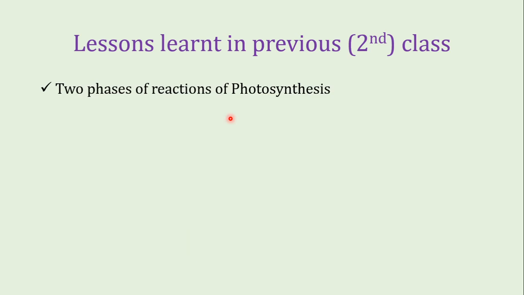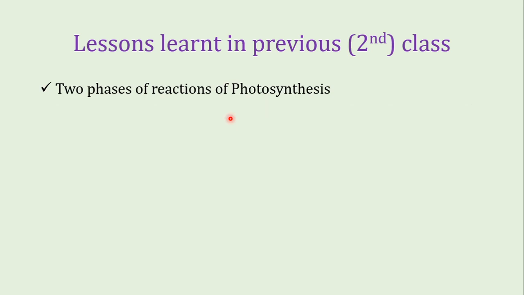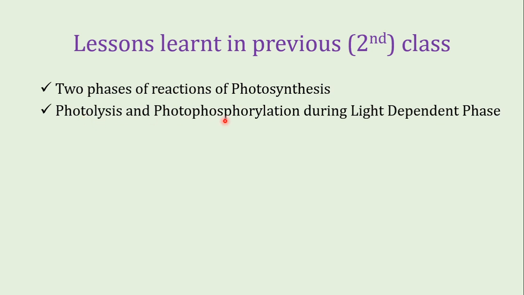In the second class, we learned about the two phases of the photosynthesis reaction. The first phase was the light dependent phase and the second phase was the light independent phase. Photolysis and photophosphorylation are two important steps during the light dependent phase. Photolysis is the breakdown of water molecules and photophosphorylation is the production of ATP using sunlight.